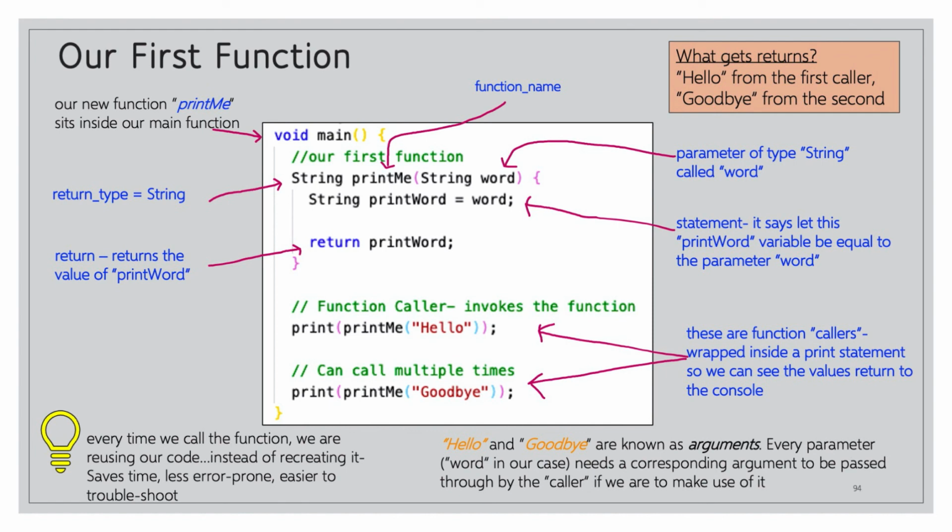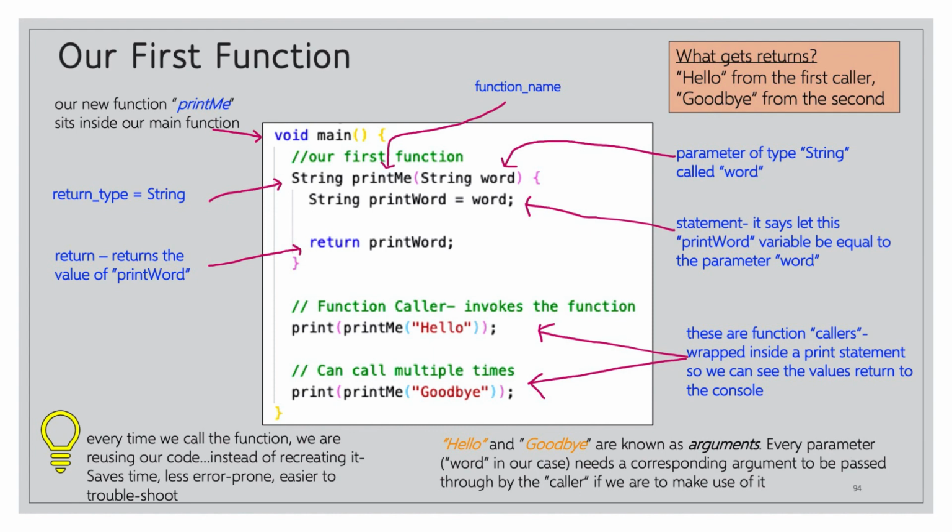Now we have our function callers. Every time we call the function, we are reusing our code instead of recreating our code. So what does that do? That saves time. That makes it so we have fewer errors. That makes it so it's easier to troubleshoot. It's all in one place for us.